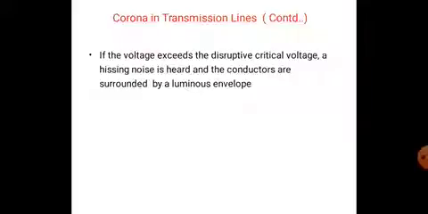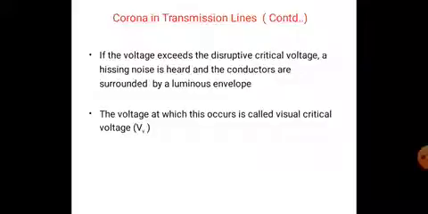If the voltage exceeds the critical disruptive voltage, a hissing noise is heard and the conductors are surrounded by a luminous envelope. At a low voltage, there is no change in the condition of air surrounding the conductor. But when the voltage is gradually increased to the critical disruptive voltage, a faint luminous glow of violet color appears around the conductors with a hissing noise. This phenomenon is called visual corona, and the voltage at which it appears is the visual critical voltage.